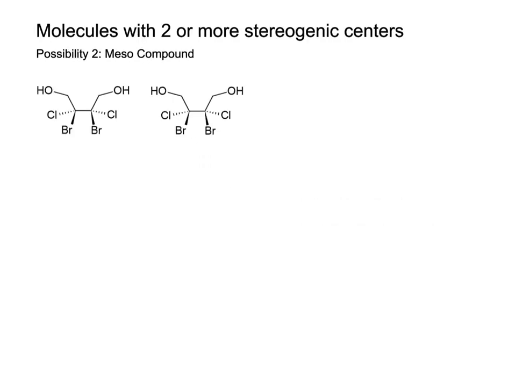Of course, enantiomers are not the only possibility when you have molecules with two or more stereogenic centers. Another possibility is that you have a meso compound. Let's look at the two molecules depicted here. How are they related to each other? Well, notice they have the same exact molecular formula, and they actually have the same exact connections at each of their two stereogenic centers. They're also mirror images of each other.